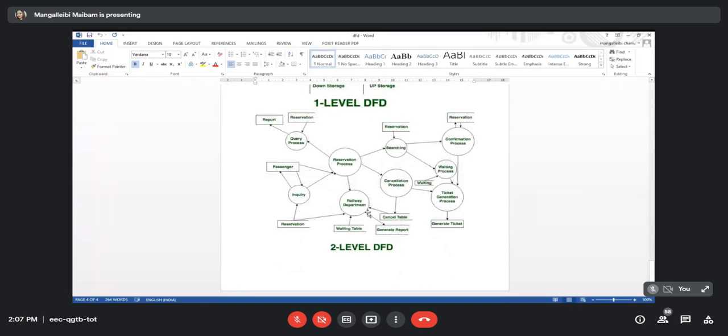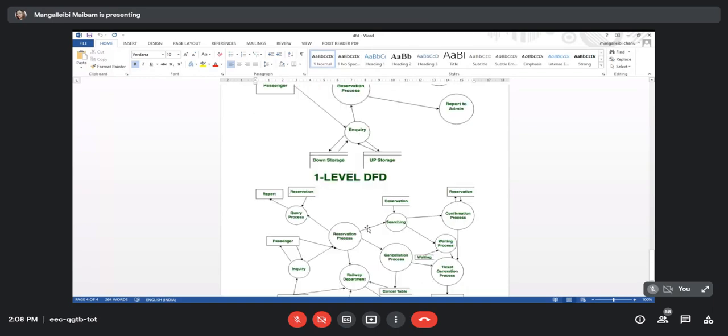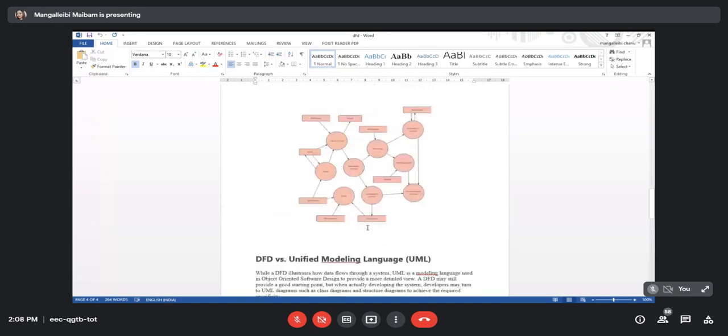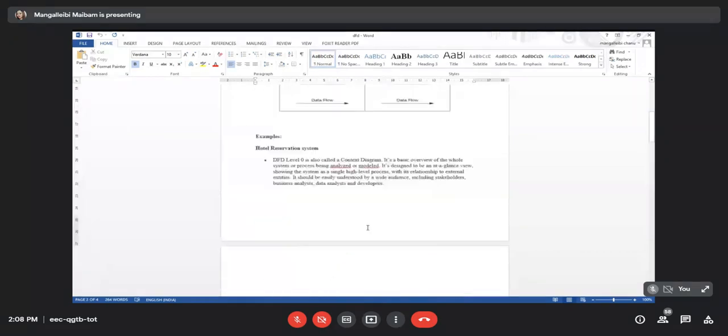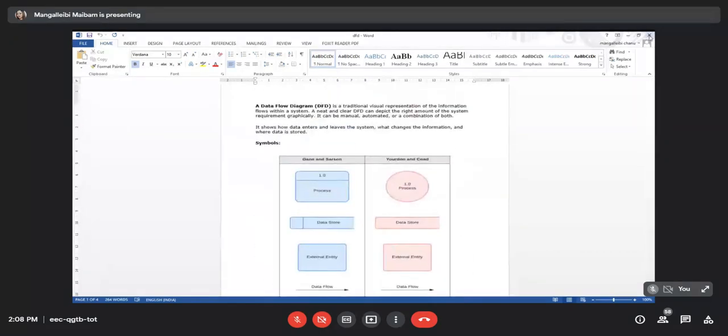So for 2 level DFD, a more detailed diagram, here it is shown. Okay. So I don't know whether I have sent the materials for DFD diagram or not. Some other DFD diagram. 1 second. Let me just check.